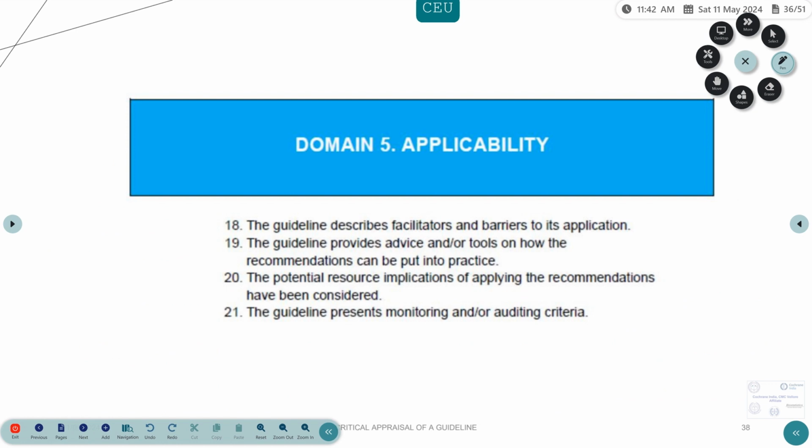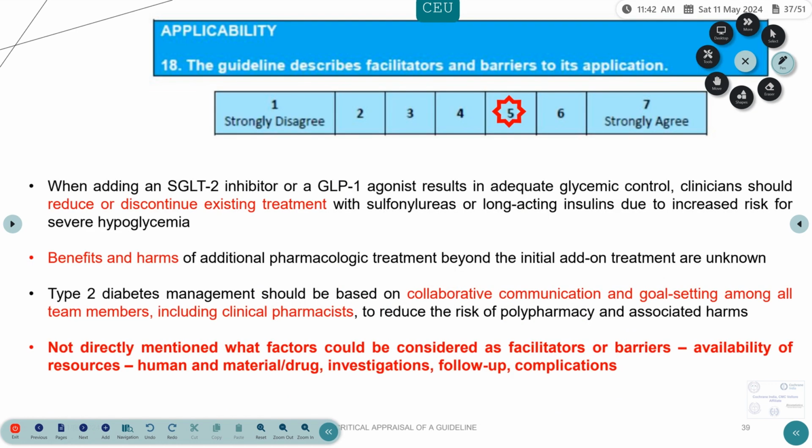So the fifth domain is applicability. The first question is whether the guideline describes facilitators and barriers. Facilitators and barriers means, for the guidelines to work, what are the things which are necessary, and what things, if they are there, will be a barrier to the application of the guidelines. So they have not clearly mentioned facilitators and barriers. You have to read through it and understand that probably these could be what they mean. So they have mentioned that the clinician should reduce or discontinue existing treatment due to increased risk of hypoglycemia when they are adding SGLT2 or GLP-1, which is actually bad. You can take it either way, but if it's not read properly, people might use it just like that.